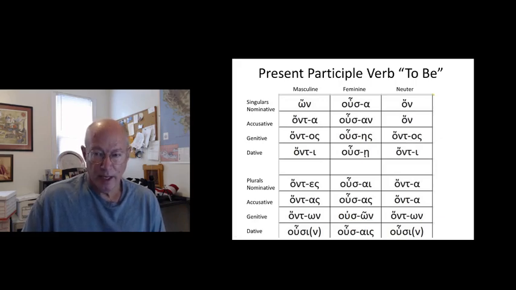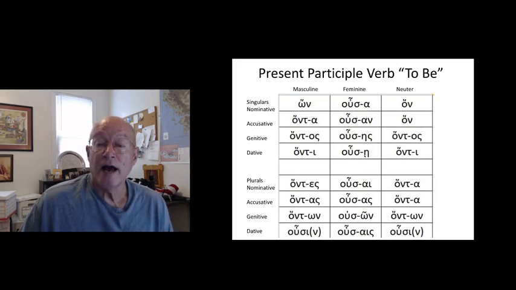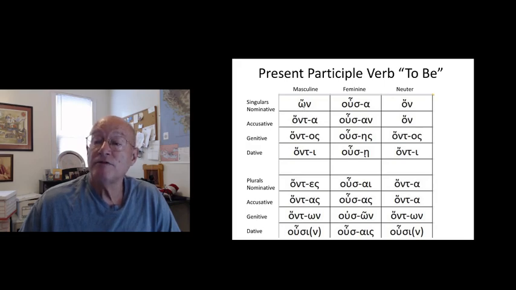Our assignment for this week is to memorize the present participle of the verb to be. And I've created a graphic here of that present participle, and our students will recognize what this is, but just so that those who are watching the video do know, the far left column here is the masculine of the present participle of to be, broken into singulars up here and plurals down here. The middle column is the feminine, and the final column is the neuter.